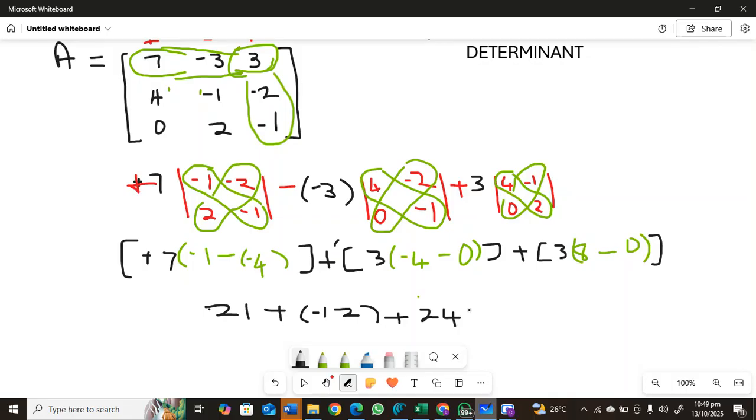Okay. So our determinant is going to be 21 plus negative 12, which is the same as 21 minus 12, plus 24, we get 33. So that is our determinant, 33. Any questions before I move further?